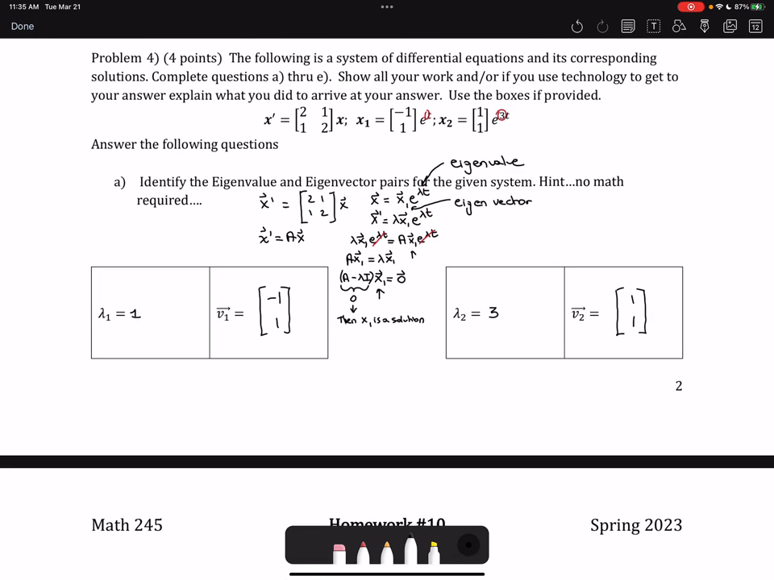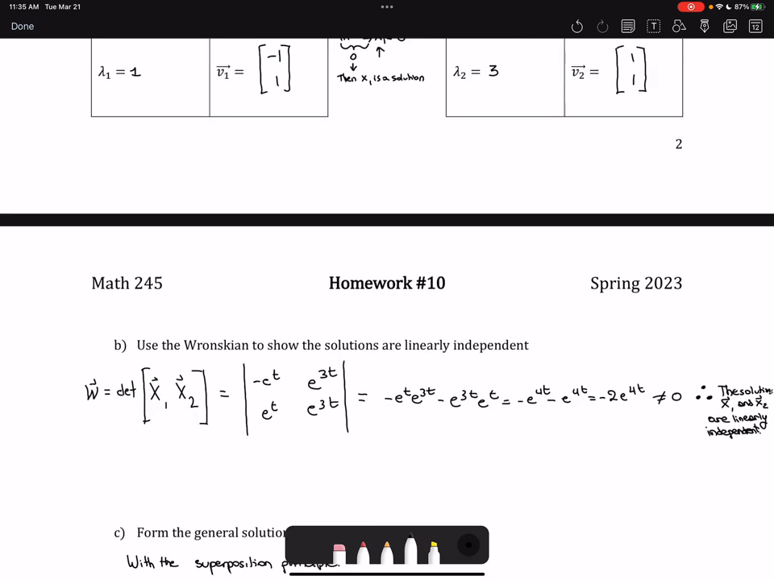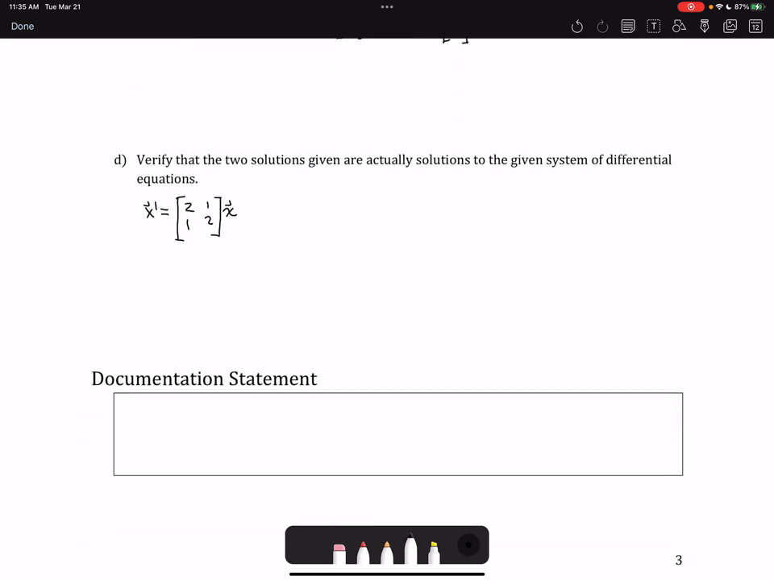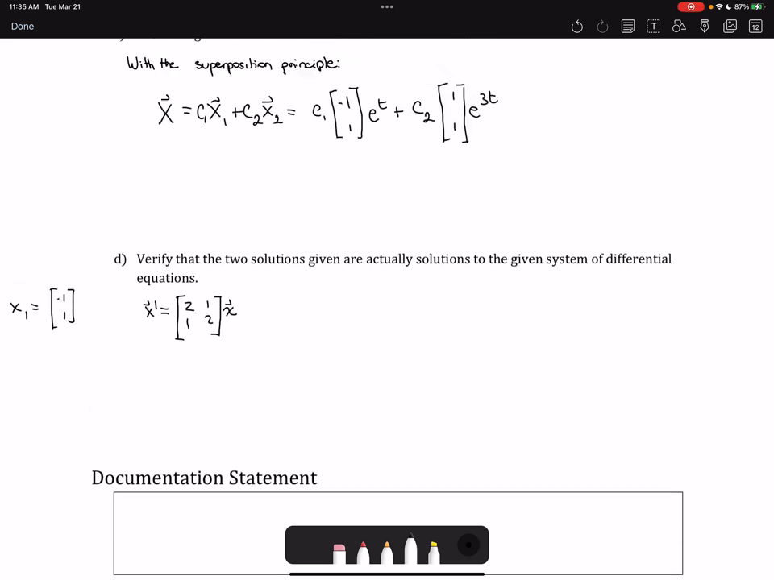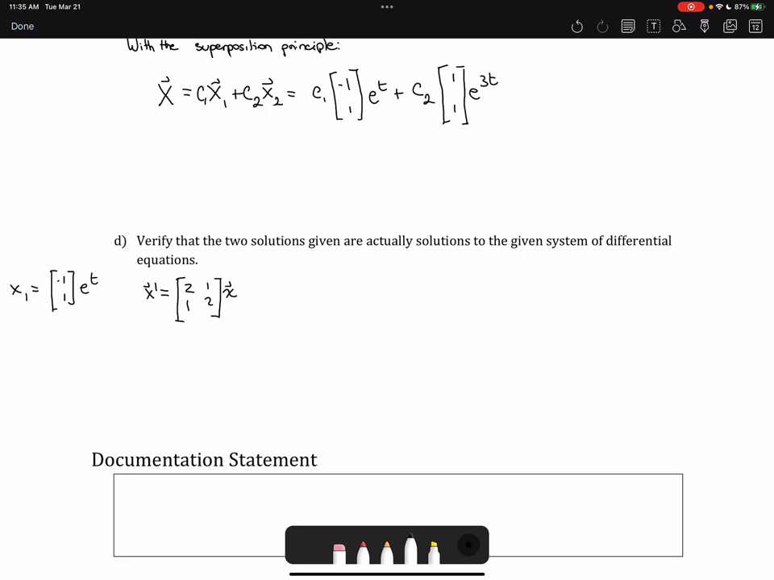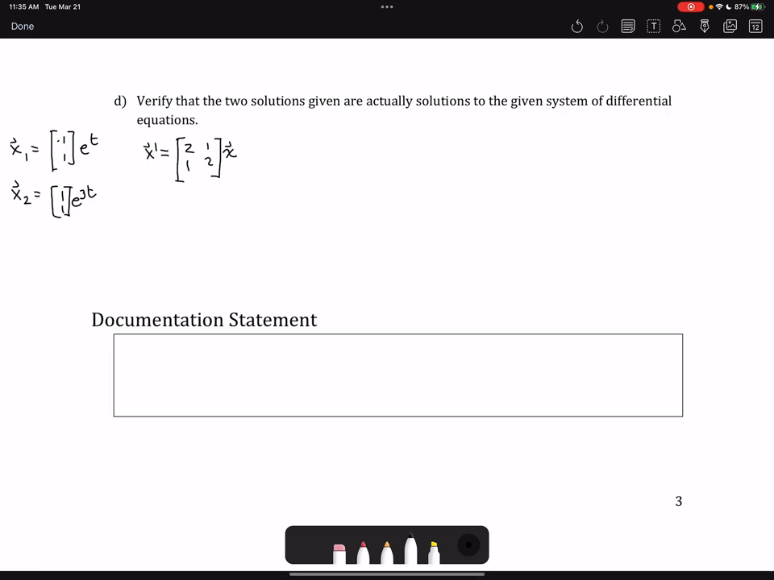And now what are we going to do? Well, we have x1, so I'm going to copy the solution x1. So x1 is equal to, it doesn't have a constant there, negative 1, 1, e to the t. And x2, and these are vectors, x2 is going to be 1, 1, e to the 3t. Okay.